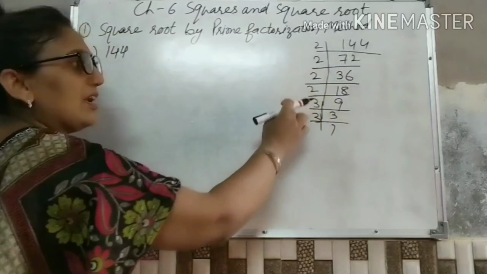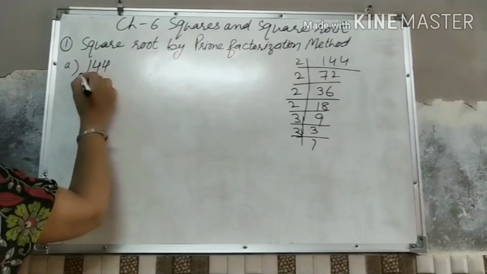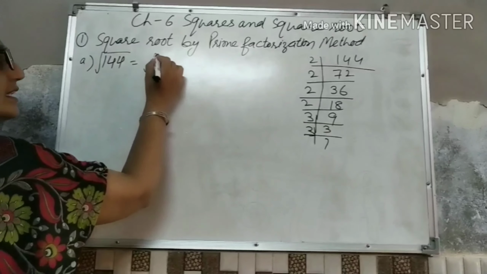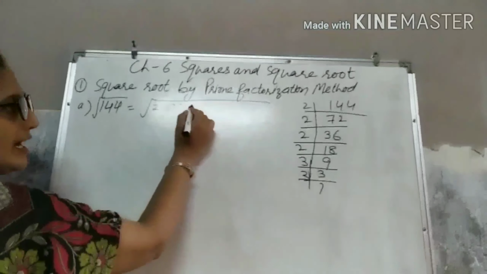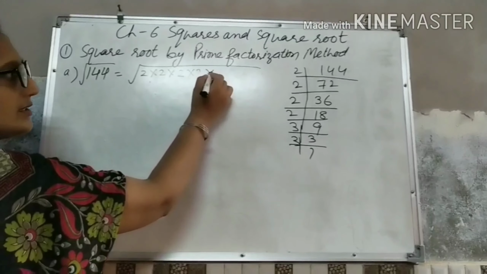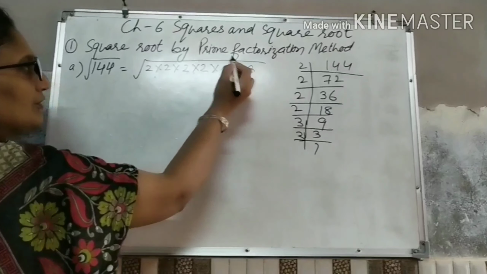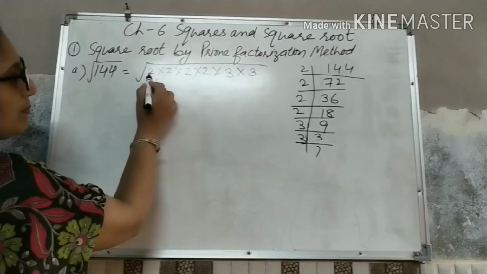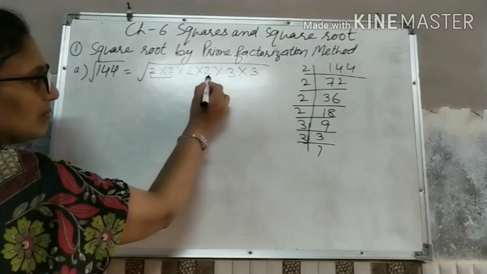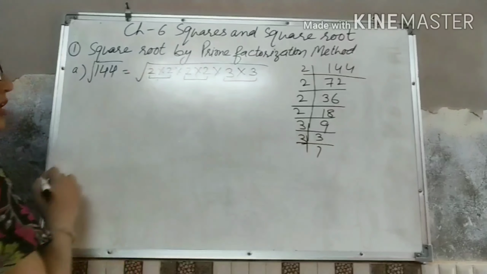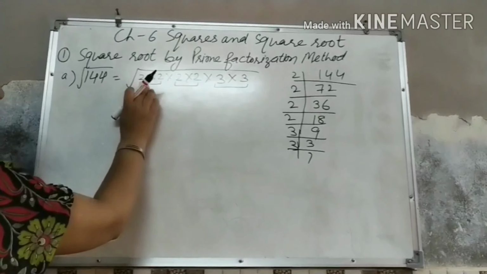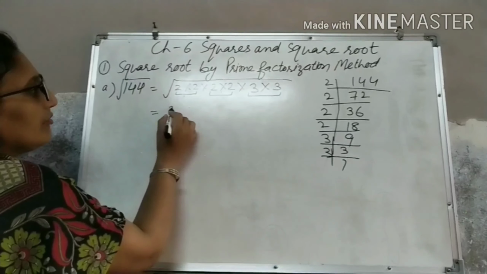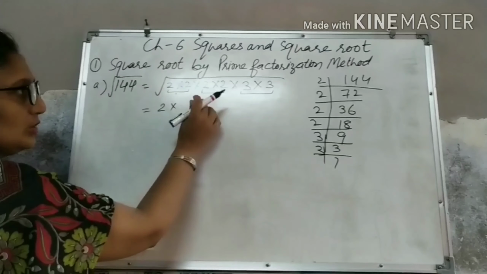Now these are the prime factors of 144. So what is the square root of 144? Firstly we will write all the factors of 144. Now we will make the pair of each number. So when we take only one number from each pair, that is the square root.